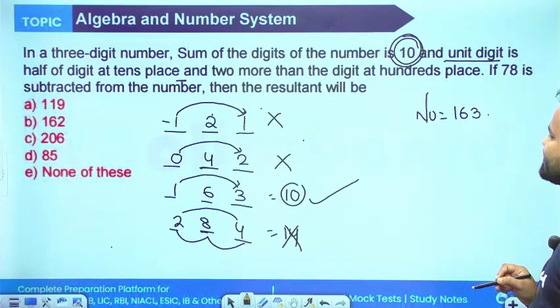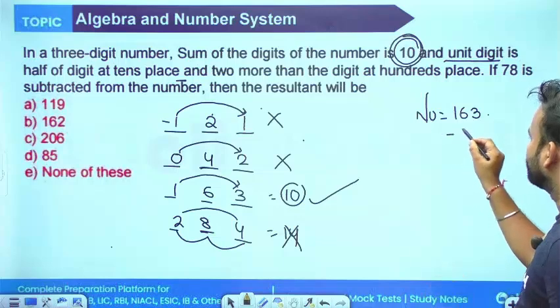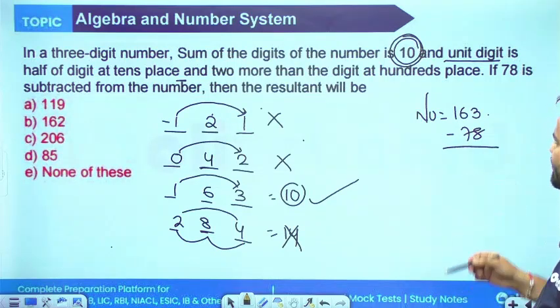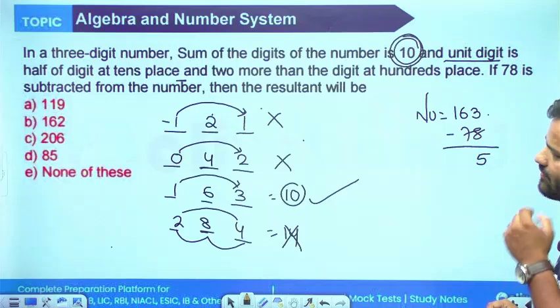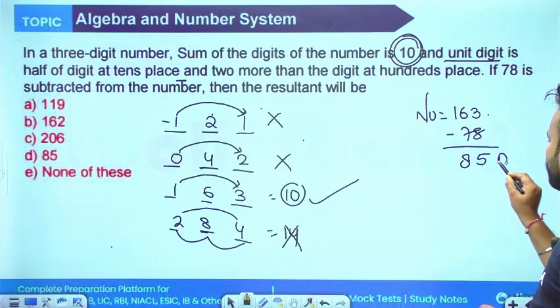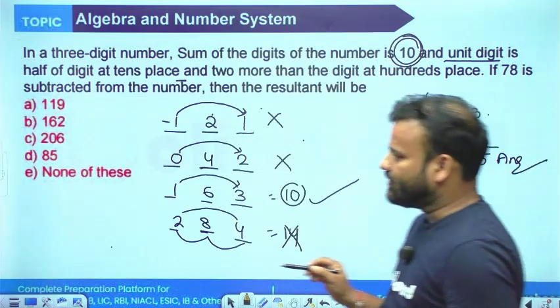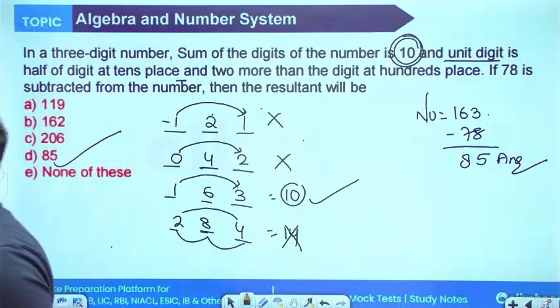And what is asked? If 78 is subtracted from the number, what is the result? 13 minus 8 is 5. So it means the unit place has to be 5. So 85 is your result. So your answer is 85. The number is 163, but your answer is 85.